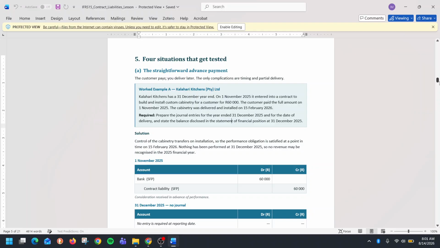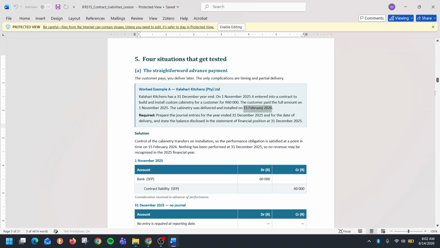So this worked example says that Kalahari Kitchen has a 31st of December year end. On the 1st of November 2025, it entered into a contract to build and install custom cabinetry for a customer for 60,000. So we have the first date, being the 1st of November. Then another thing that we know is that the year end is the 31st. Then the customer paid the full amount on the 1st of November. So we have received the money. The carpentry was delivered and installed on the 15th of February 2026. Now we are being asked to prepare the journal entries for the date of delivery and state the balance disclosed in the statement of financial position as at the 31st of December 2025.